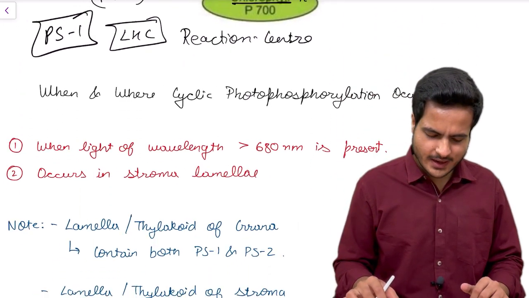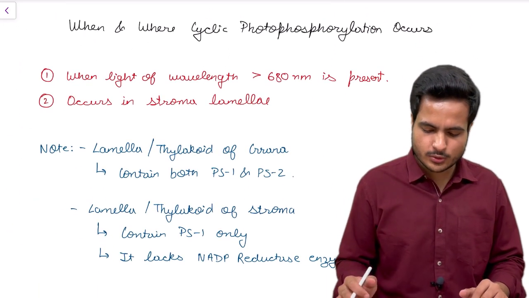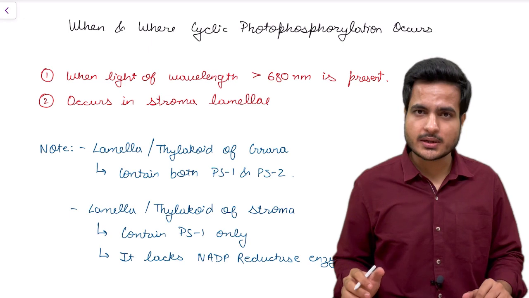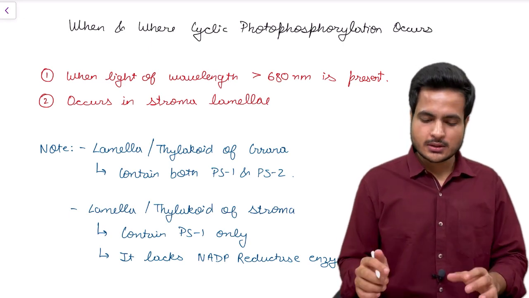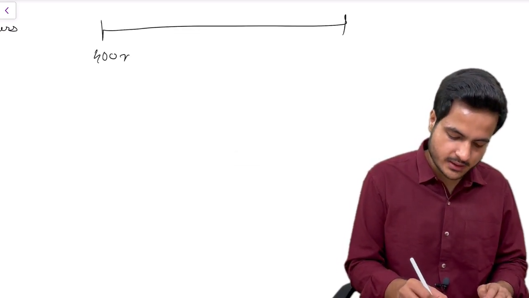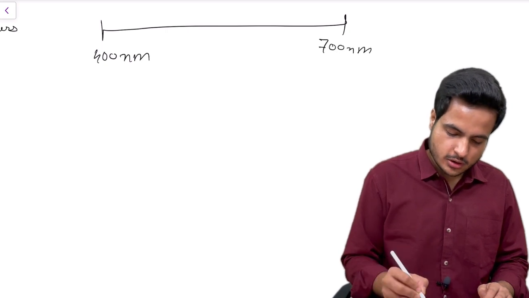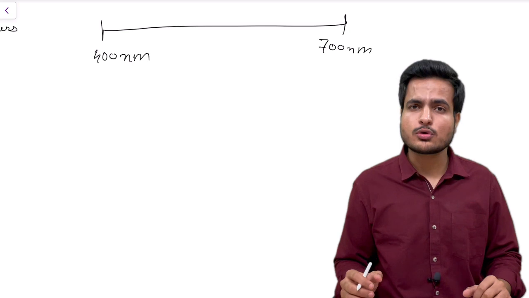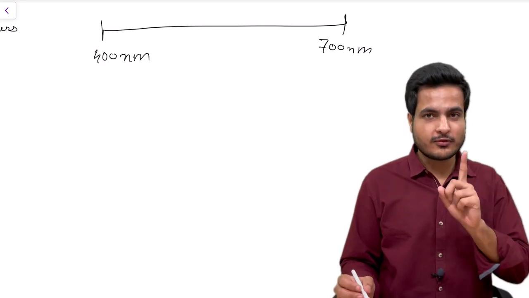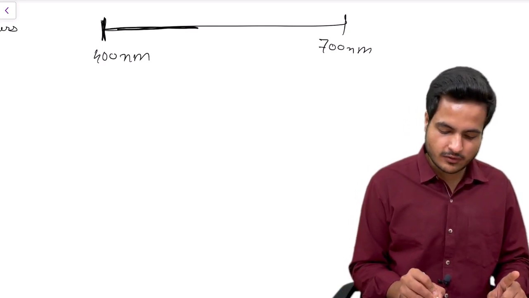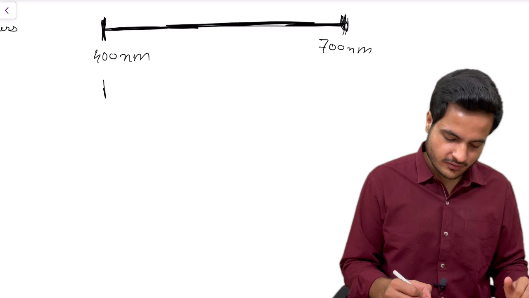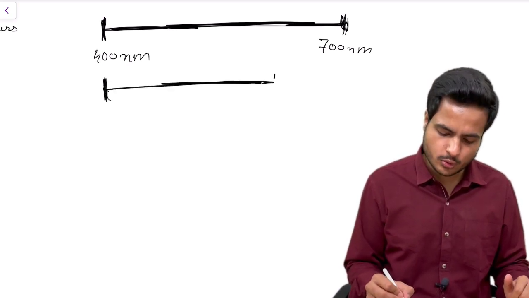Now, let us see where and when this occurs. We already know that the reaction center of photosystem 2 absorbs maximum light at 680 nanometer only. And when they want to work together, let me show you, we have photosynthetically active radiation which is from 400 nanometer to 700 nanometer of light. So for both the friends, photosystem 2 and photosystem 1, to work together, they should have the same compatibility. We know that photosystem 1 is the topper of the class and understands light of every wavelength up to 700 nanometer. But photosystem 2 does not have the same knowledge and therefore accepts light only up to 680 nanometer.